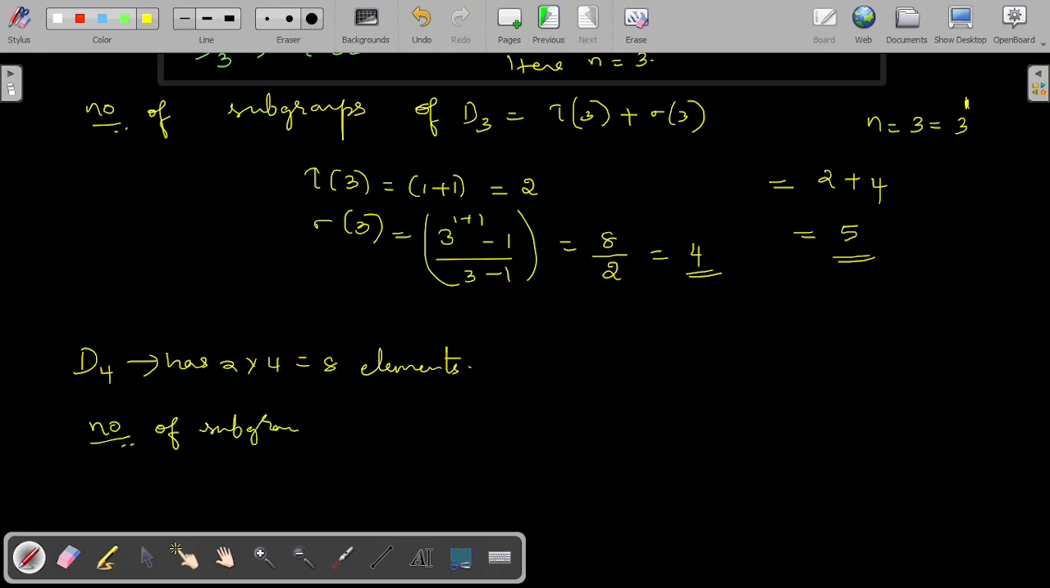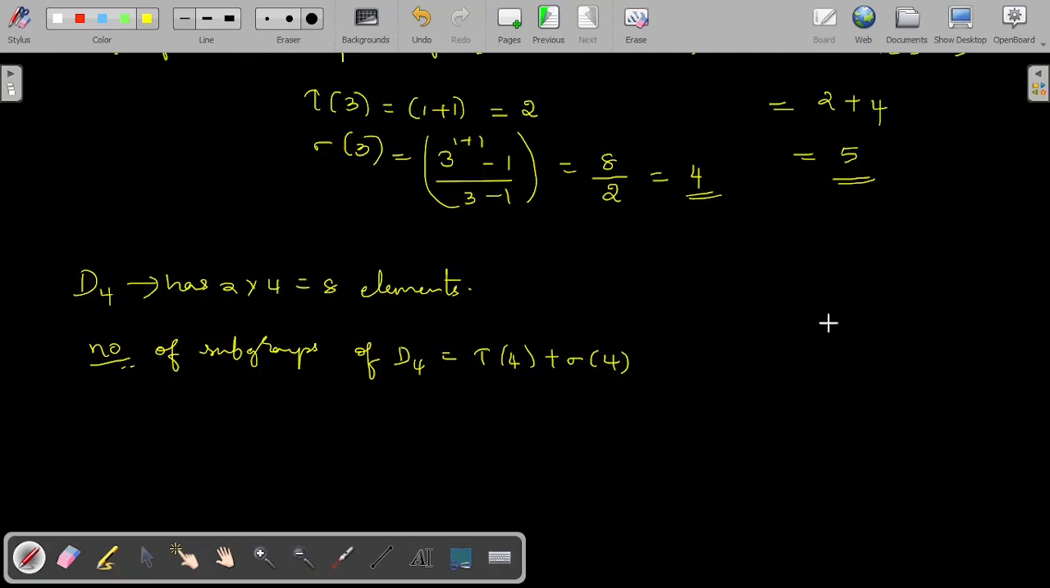The number of subgroups of D4, as per our formula, is tau of 4 plus sigma of 4. Now what is the prime factorization of this 4, which is 2 squared? Again here it is having only one factor. So tau of 4, I need. What is the power of this prime? 2. So add 1 to this. 2 plus 1, how much? 3. The number of positive divisors of 4 equals 3.